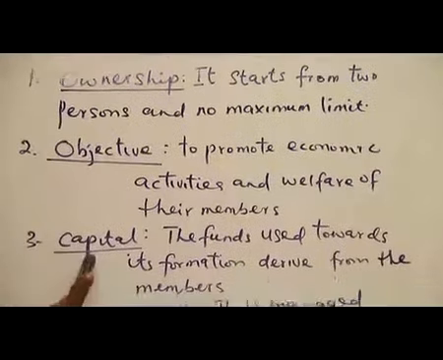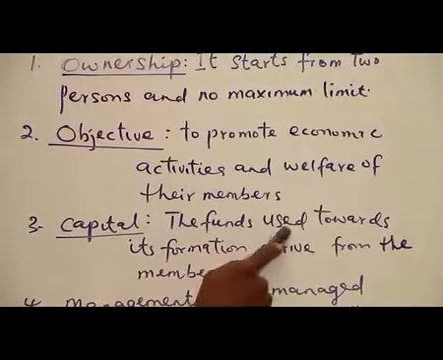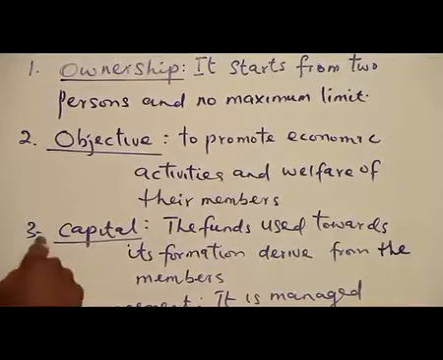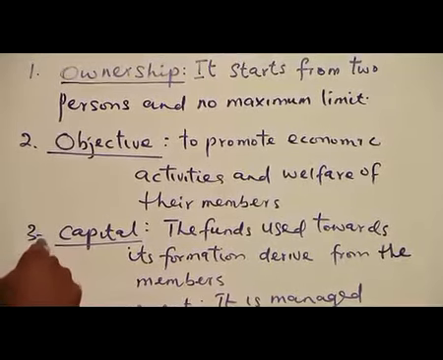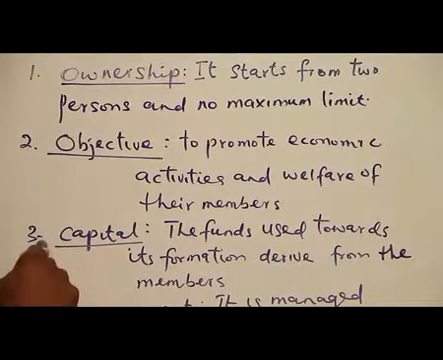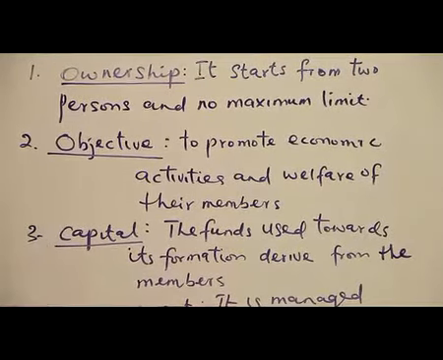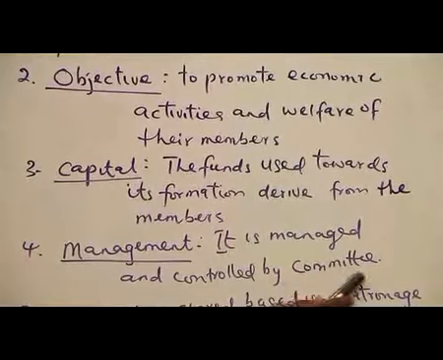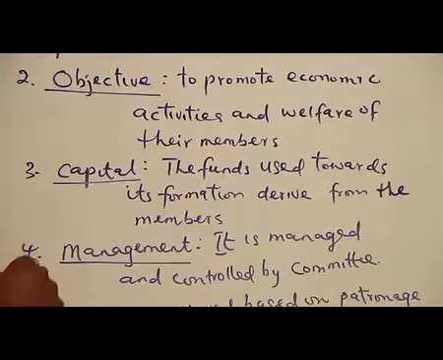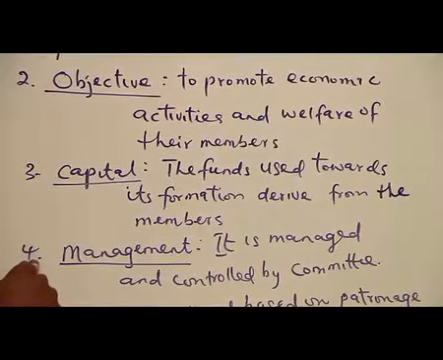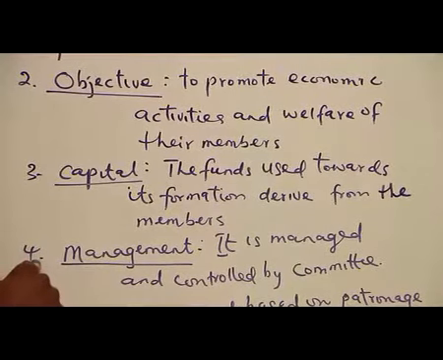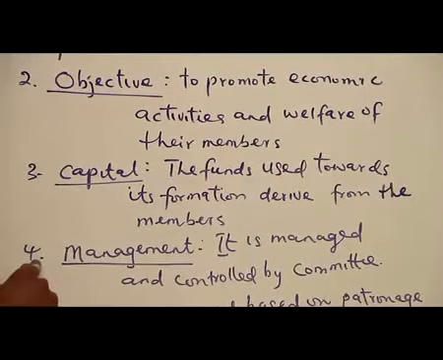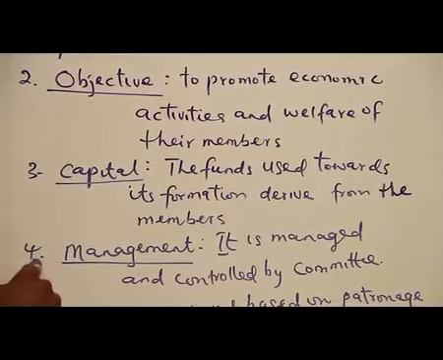Number 3, capital. The funds used toward its formation derive from the members. That is, capital being introduced into the business unit comes from the members. Number 4, management. It is managed and controlled by a committee. The members of the cooperative society are the ones responsible for electing those people that will manage the society. But the society is managed by the committee, being elected by the members.